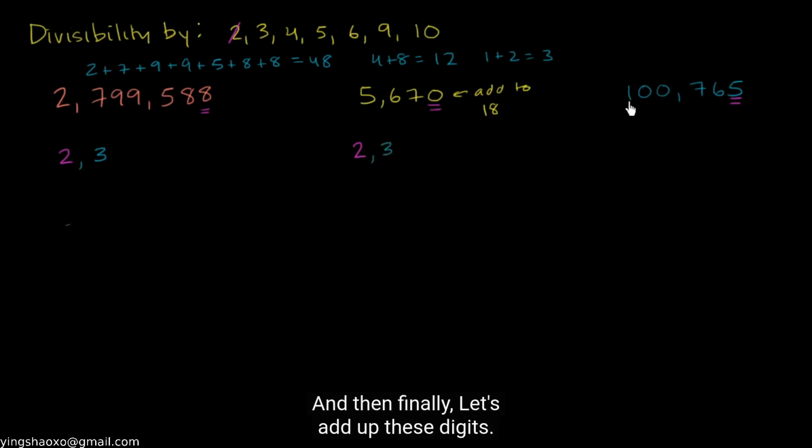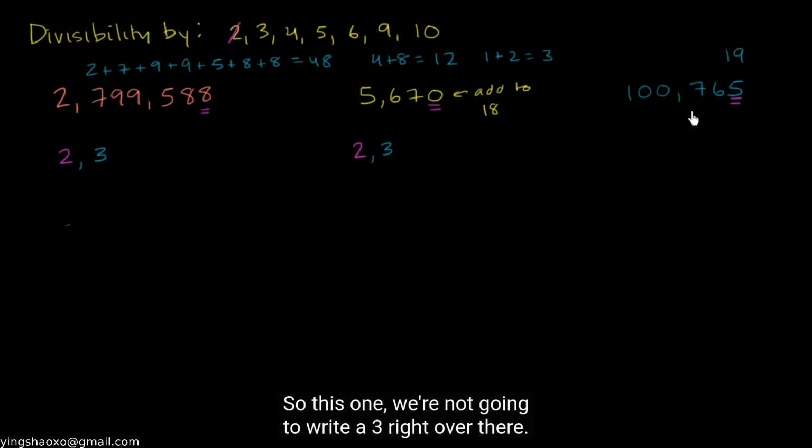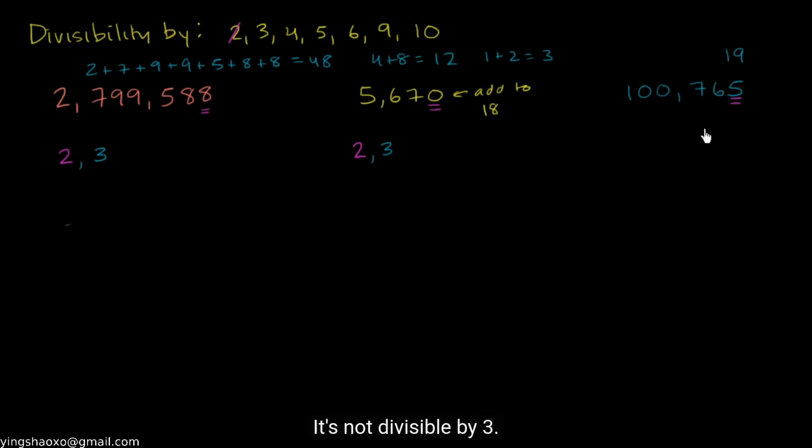Divisible by 3. And then finally, let's add up these digits. 1 plus 0 plus 7 is 8, plus 6 is 14, plus 5 is 19. Did I do the 8? Yep, 19. So we summed up the digits, and 19 is not divisible by 3. So this one, we're not going to write a 3 right over there. It's not divisible by 3.